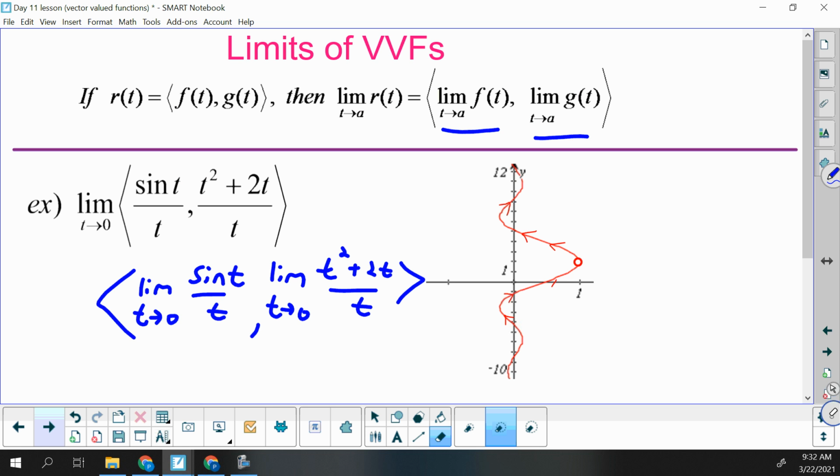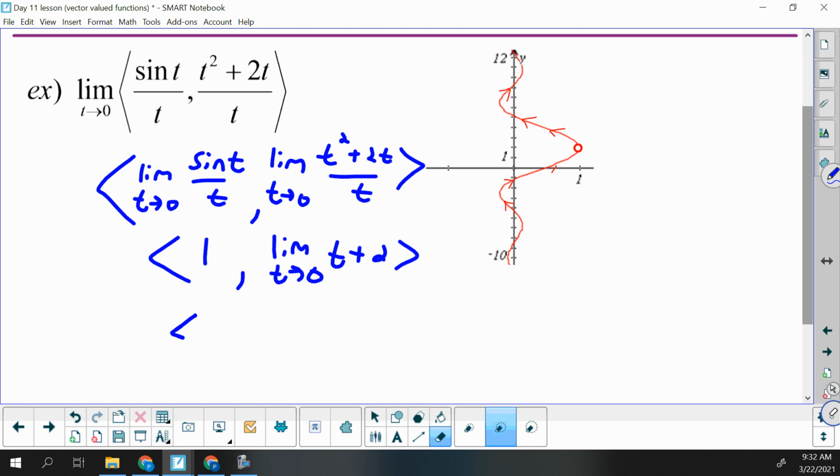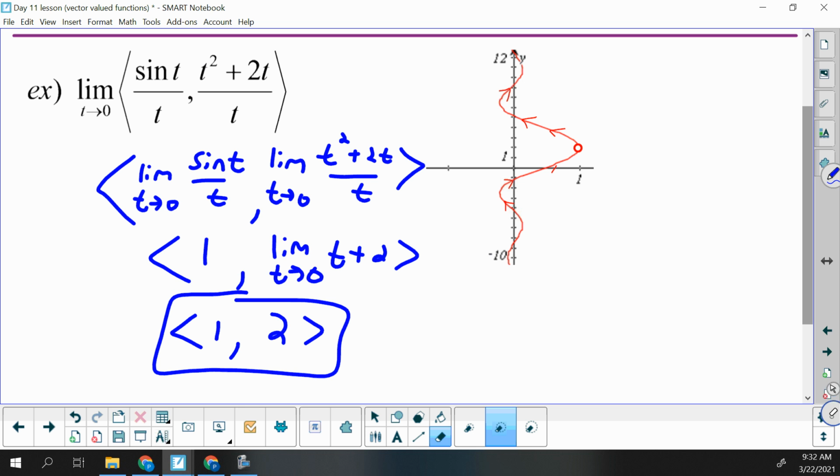Well, this first one is a limit that we've seen a lot. That's just 1. This second one, we can divide a t out of everything. So we can rewrite this as the limit as t approaches 0 of t plus 2. And now we can evaluate that limit with direct substitution. So this will just be 1 comma 2, and that will be our limit. Now from this graph, we could have noticed that visually, but you won't always have that graph to look at. That's how you would do it algebraically.